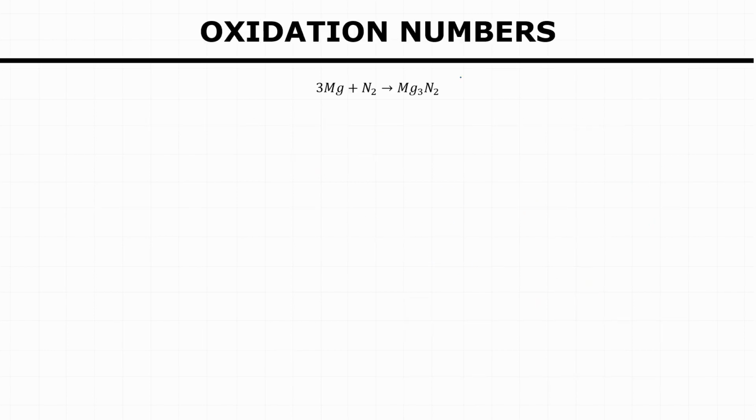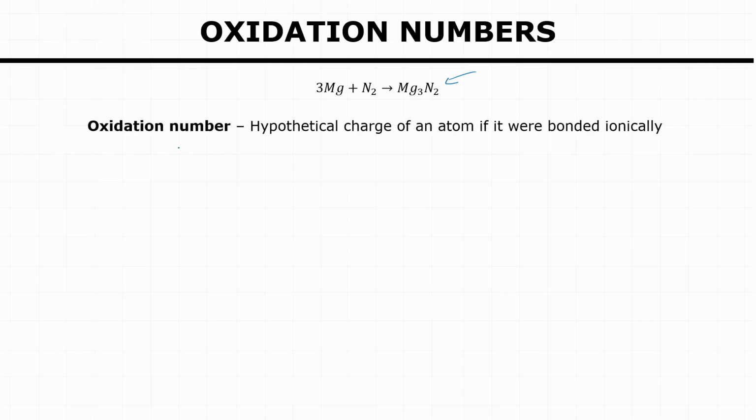So the next bit I want to talk about is oxidation numbers. Now, if I gave you this reaction and I told you that it was a redox reaction, would you be able to tell me which species is being oxidized and which one is being reduced? In other words, is the magnesium losing electrons? Is the nitrogen losing electrons? What's happening? Which one's losing electrons? Which one's gaining electrons?